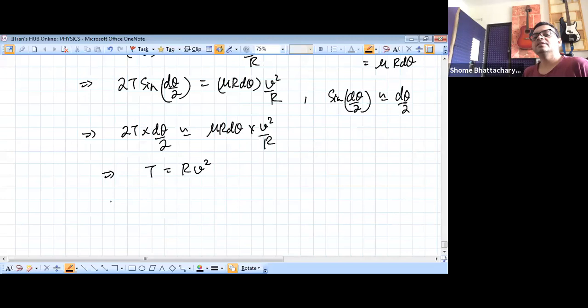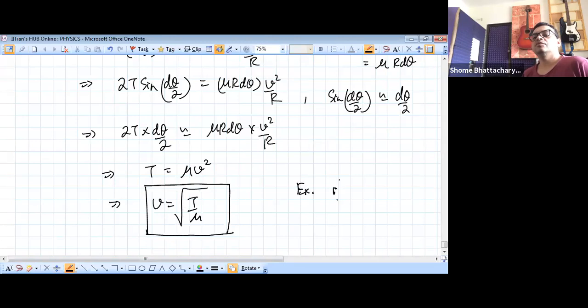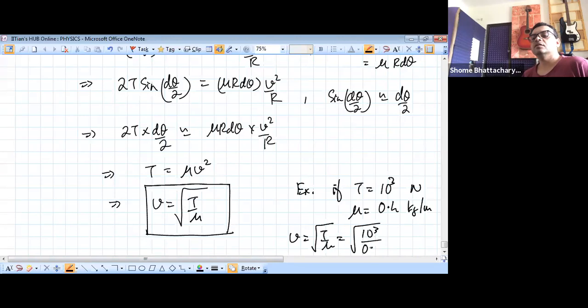So you can see that that will give you the simple relation between the speed, the tension and μ; r will cancel out. So for example, if tension is, let us say, 1000 newtons, and linear mass density is, let us say, 0.4 kg per meter, then the speed of a transverse wave on that string will become 50 meters per second.